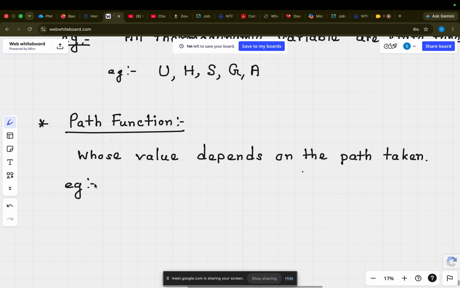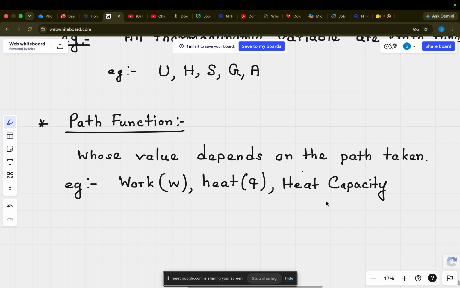So for example, work done, which is represented by W. Heat energy, that is represented by Q. Heat capacity, we have two kinds of heat capacity, we will do that later. One is your Cp at constant pressure and another is your Cv at constant volume. So these are all your path functions, so that means they depend on the path.